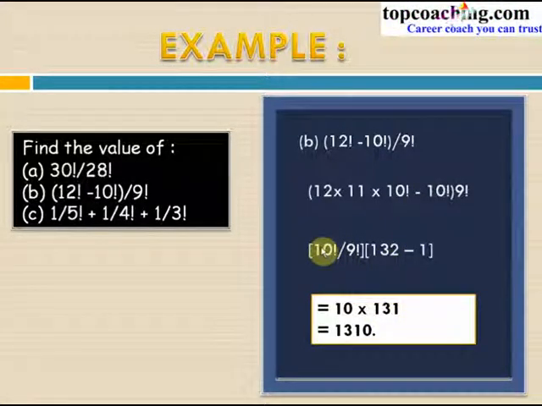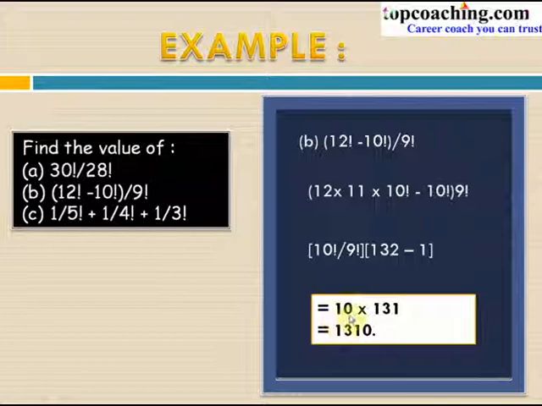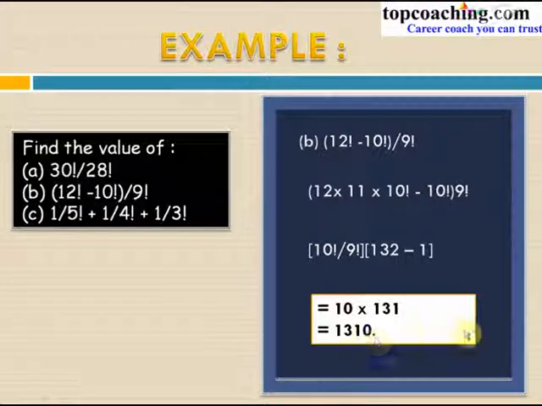Here 10 factorial can be written as 10 into 9 factorial. 9 factorial gets cancelled from the numerator and the denominator, and what we get? 10 into 131, and that is equal to 1310. So the value of this expression is 1310.